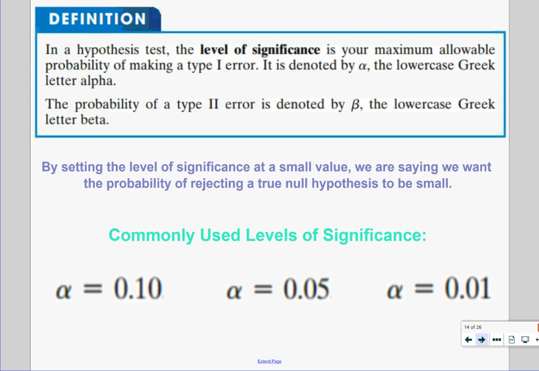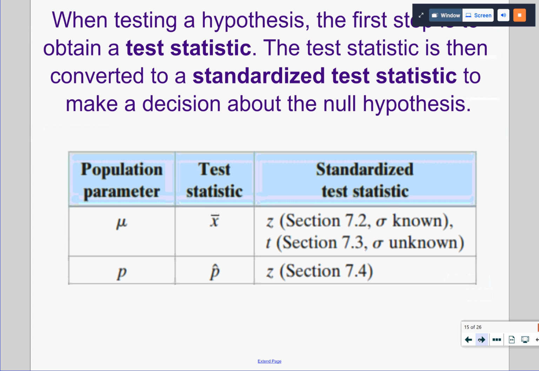The probability of getting a type 2 error is beta. We don't really do a whole lot with beta. Beta, to calculate that, gets pretty complicated. So that would be something you would do in a higher level statistics class. But you might see it pop up. It's just the probability of getting a type 2 error. That's all you need to know with it.